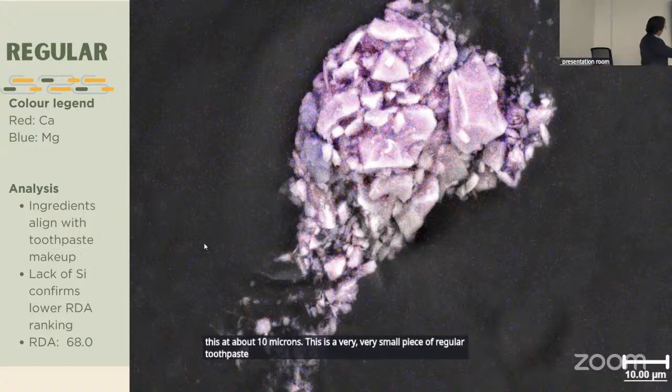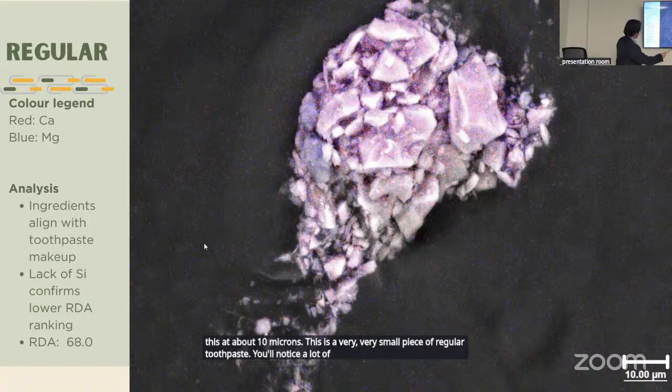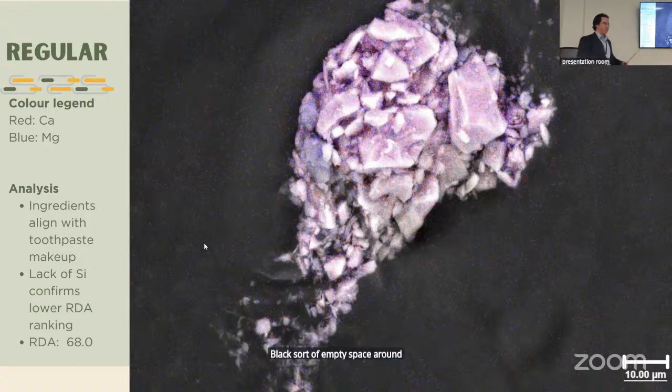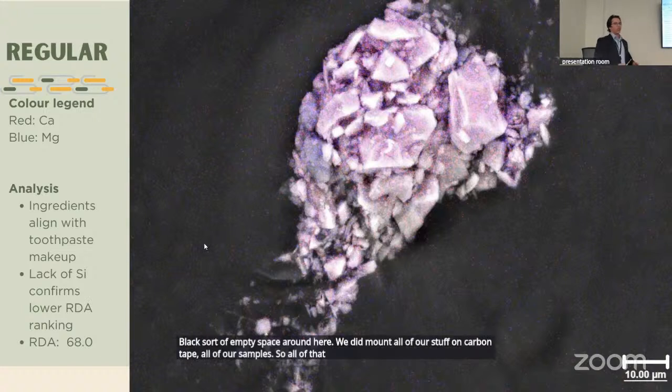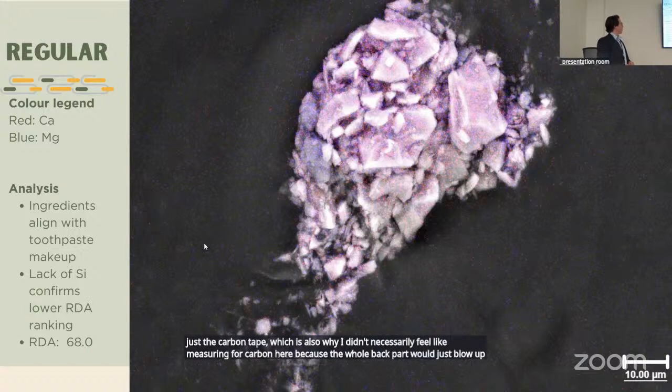You'll notice a lot of black, sort of empty space around here. We did mount all of our samples on the carbon tape. So all of that black you see in the background is just the carbon tape, which is also why I didn't necessarily feel like measuring for carbon here, because the whole back part would just blow up and you wouldn't get to see all the pretty reds and blues.